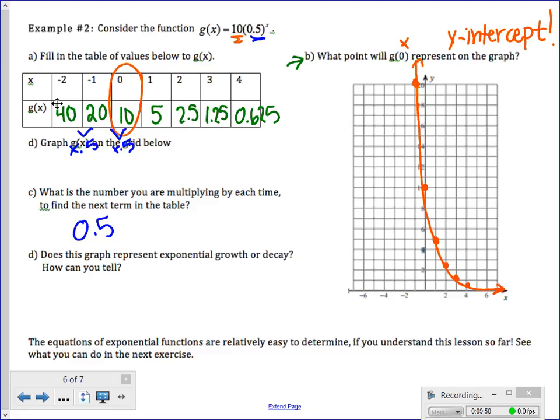How does this graph represent exponential growth or decay? Well, this is a graph of decay. First of all, I can tell because the growth rate of 0.5 is less than 1. I can also tell by looking at the picture because the graph is going down from left to right.